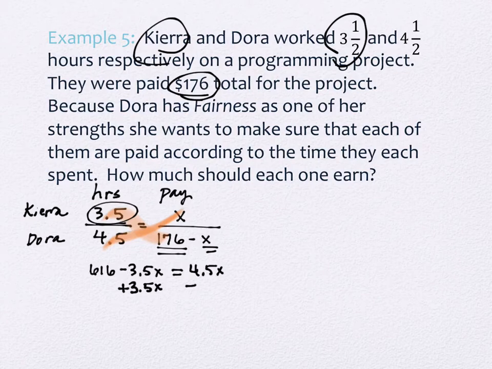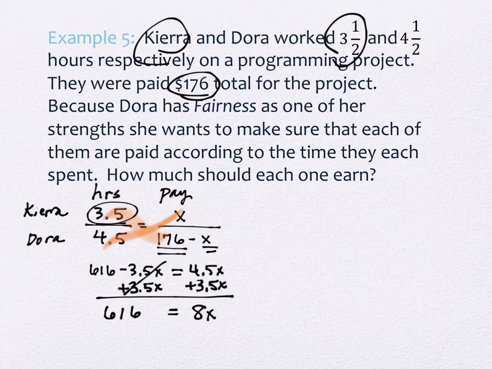If I move the 3.5x over, that will help. These add to 0, leaving me with 616 on the left. And then what's 4.5x plus 3.5x? 8x, which will nicely divide this quantity. What do I get for x? 77.